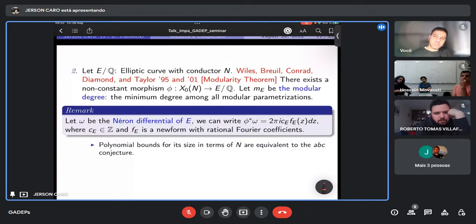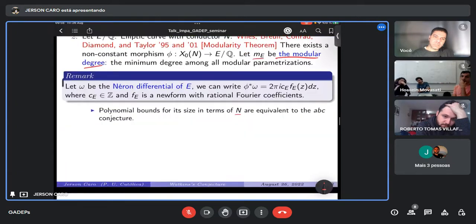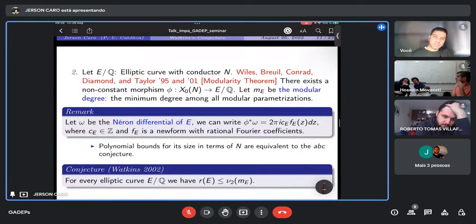Okay, and why is this invariant so important? The thing is, why the modular degree is important. It is related with the ABC conjecture, I think one of the most popular conjectures in number theory. And if you can upper bound this modular degree in terms of the conductor, you can prove the ABC conjecture. So that's a reason why this number is so important.